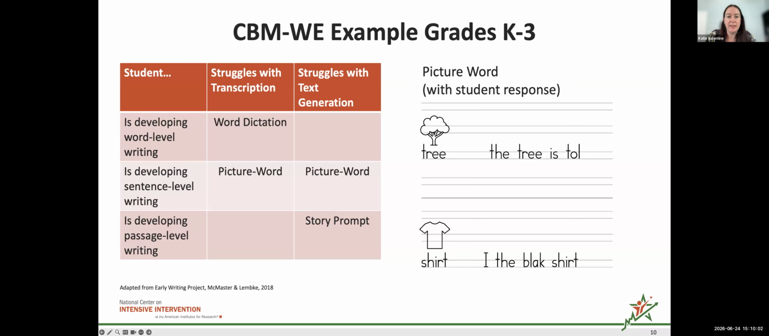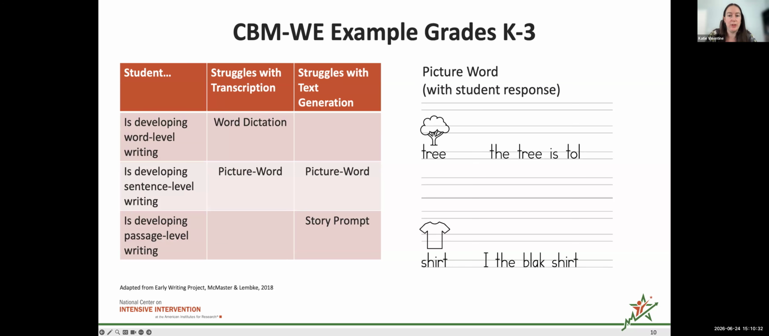On my slide, I have an example here of a version of picture word. So this is a task in which a student is presented with a picture and a word that labels that picture. So the examples here are tree and shirt, and the student is asked to write one sentence containing that target word. And these are scored in various ways, looking at spelling or number of words written. And these are just at the sentence level.